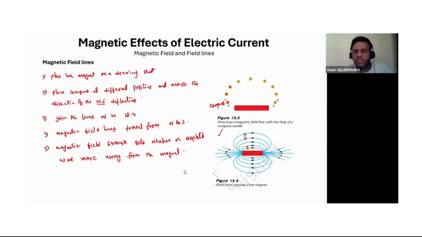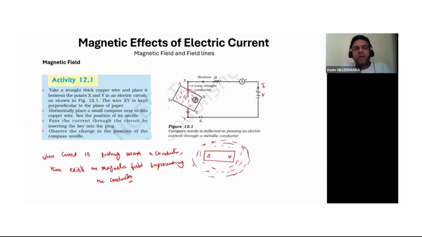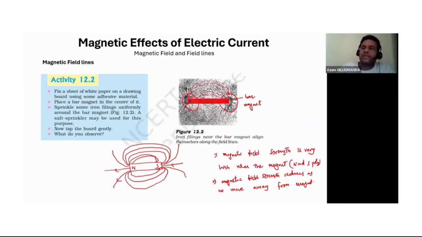Right. So basically what we have learned in this session is a current carrying conductor produces a magnetic field surrounding it. That is one experiment we have learned. Let's look at this. So activity 12.1 proves that the current carrying conductor produces magnetic field surrounding it. Okay, that's one observation.